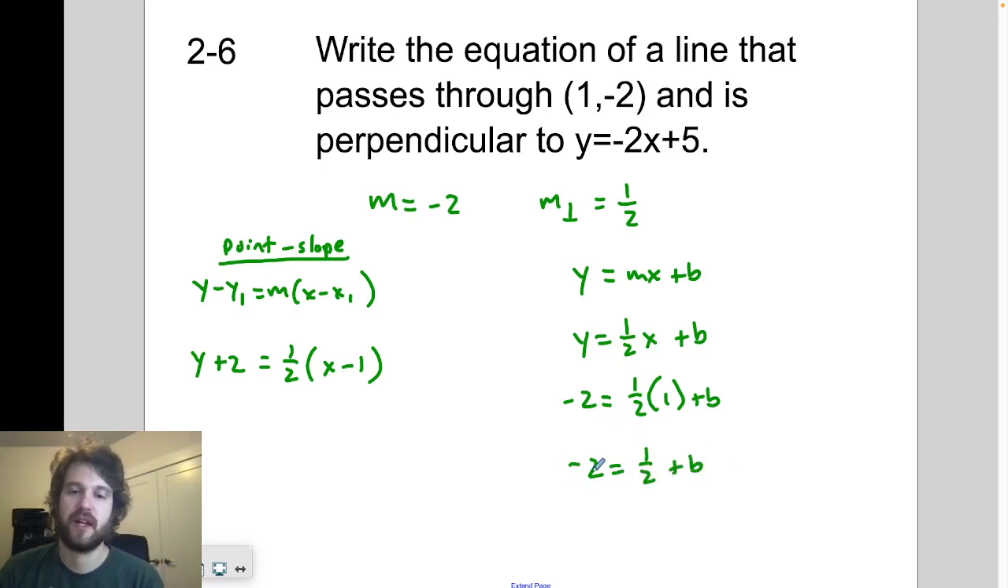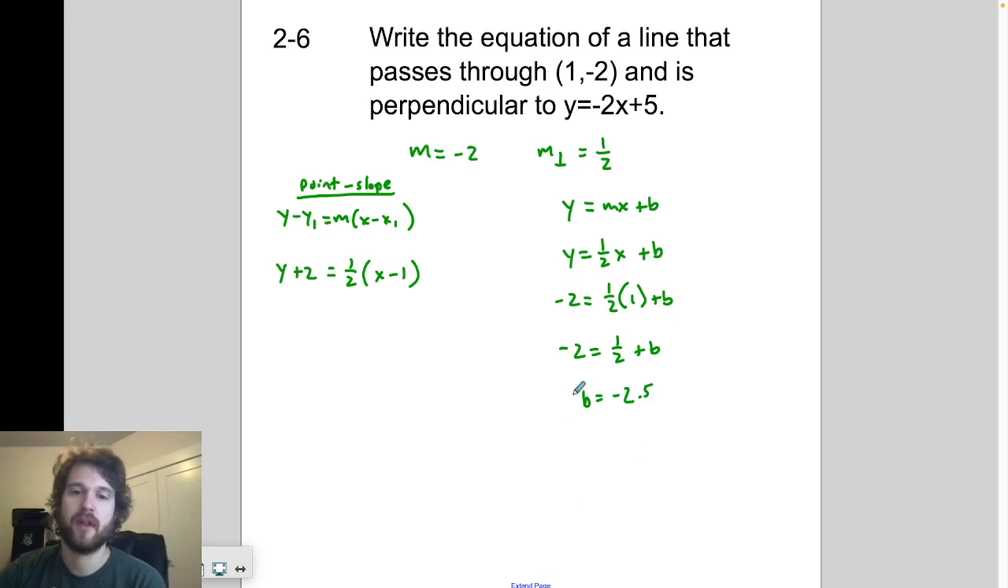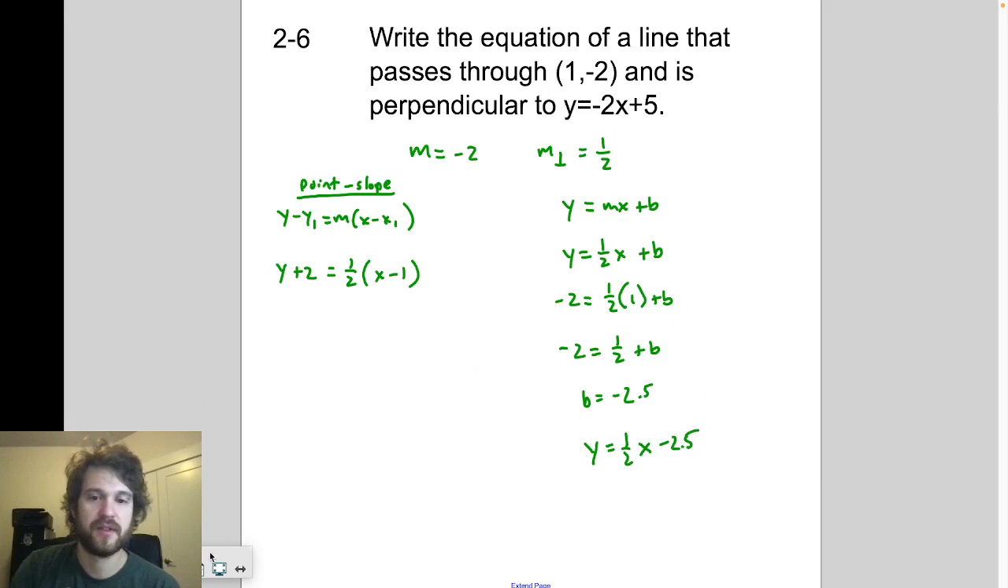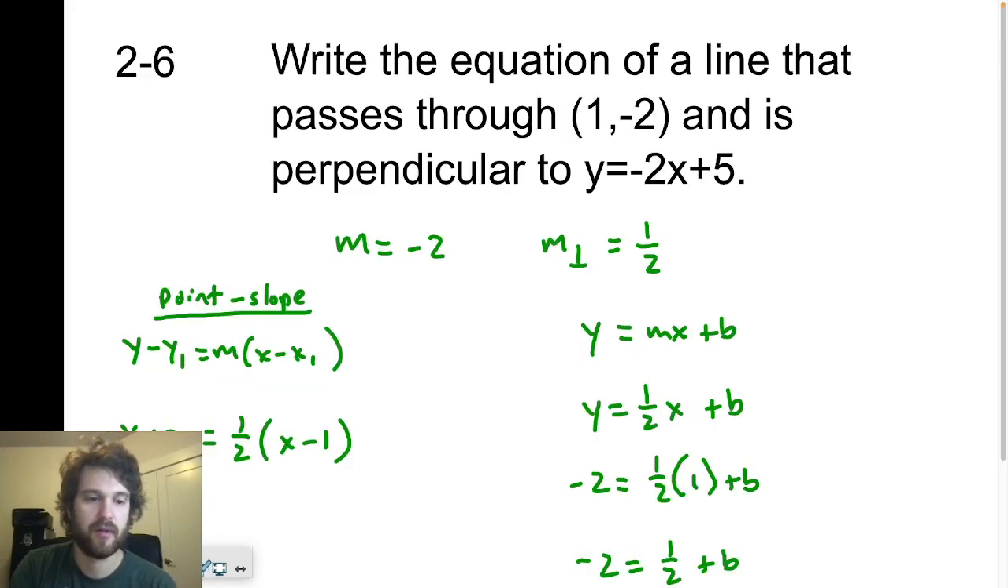Subtract 1/2 from both sides. -2 minus 1/2. You're getting more negative, so you're really kind of joining those together. You get b equals -2.5. So what's the equation of the line in slope-intercept form? It's y equals 1/2 x minus 2.5.